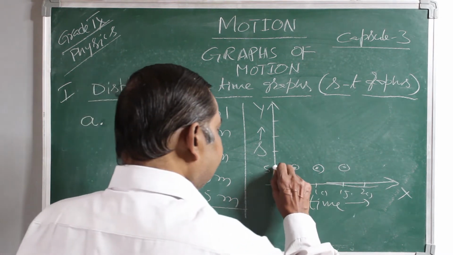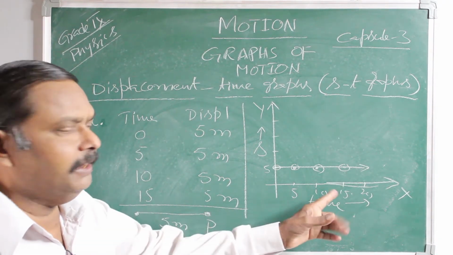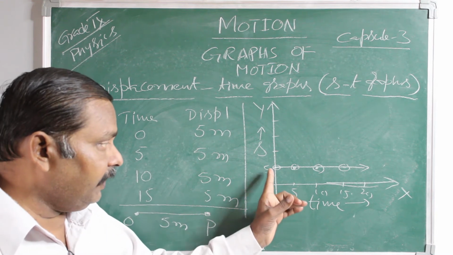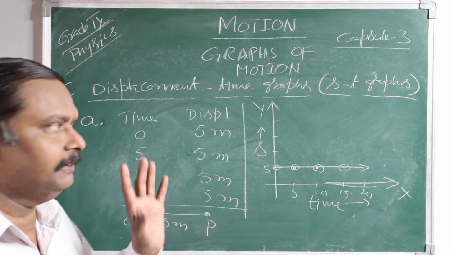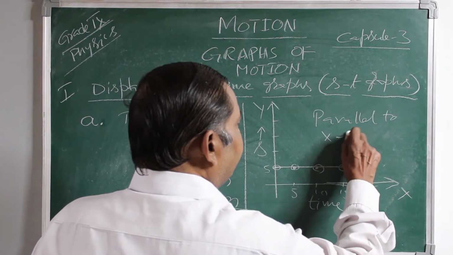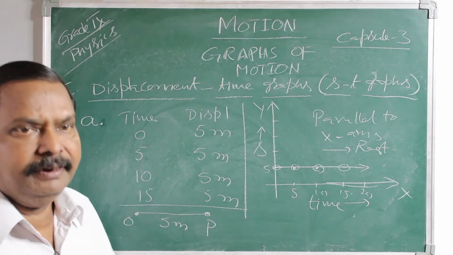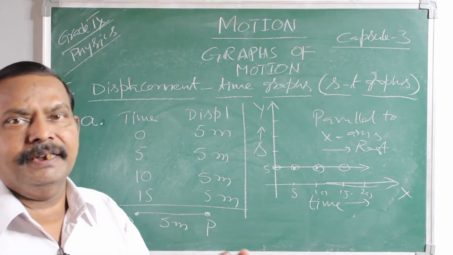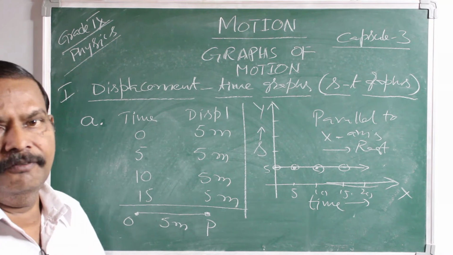And if you join all these 4 points, you will get a straight line which is parallel to the x-axis. So in an ST graph, if the graph is parallel to x-axis, that indicates that the body is in the state of rest. So whenever you see any ST graph parallel to x-axis, the ultimate conclusion is the body is in the state of rest. That means the body is not in motion. This is the first example.